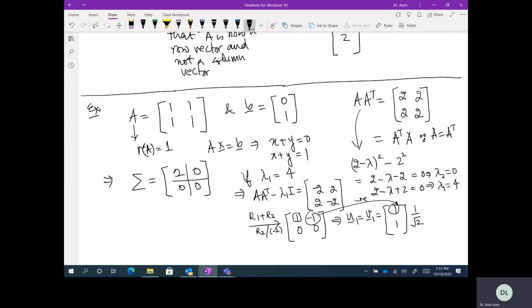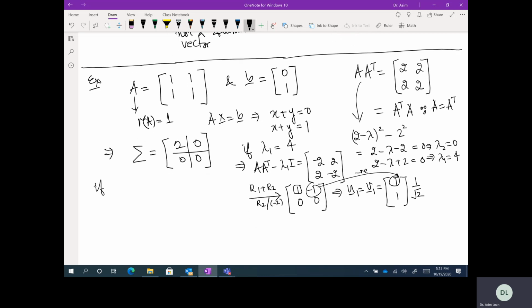Good. And what about u2? If lambda 2 equals 0, this is 0. Why? Because the rank is 1, which is less than full rank, so the matrix is not full rank. Obviously the determinant here is 0, so one of the eigenvalues has to be 0. The determinant is 1 minus 1, which is 0.